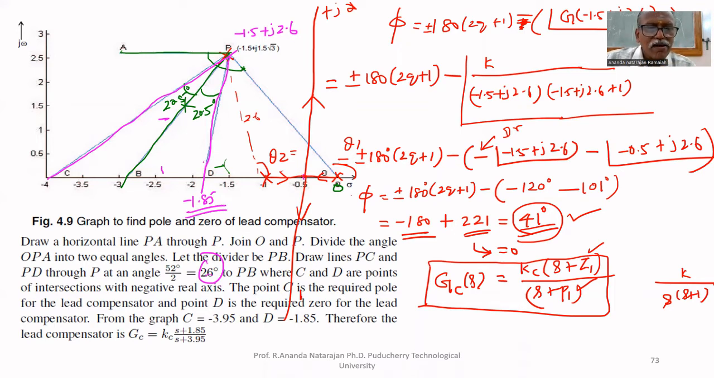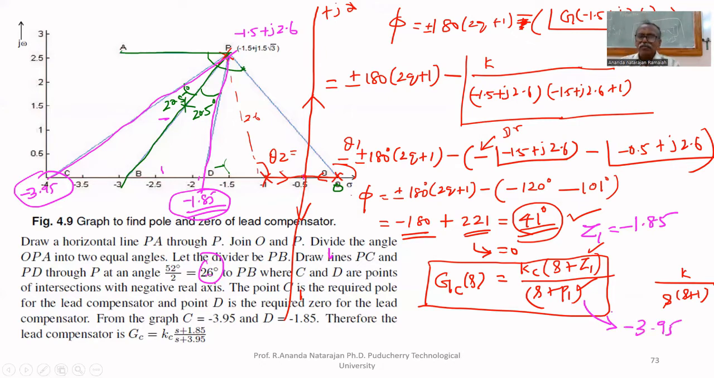Approximately it met at minus 1.85, and here it meets at minus 3.95. If you actually draw, you can find the exact point. So the points are minus 1.85 and minus 3.95. The zero is Z1 equal to minus 1.85, and the compensatory system pole is minus 3.95. That is what we got.